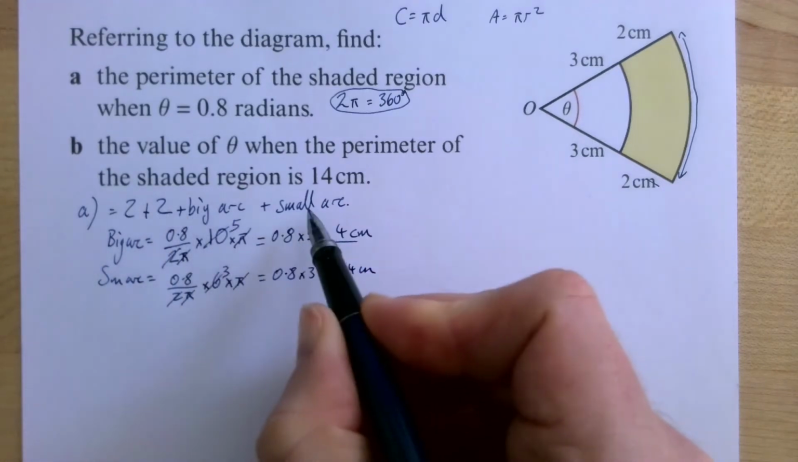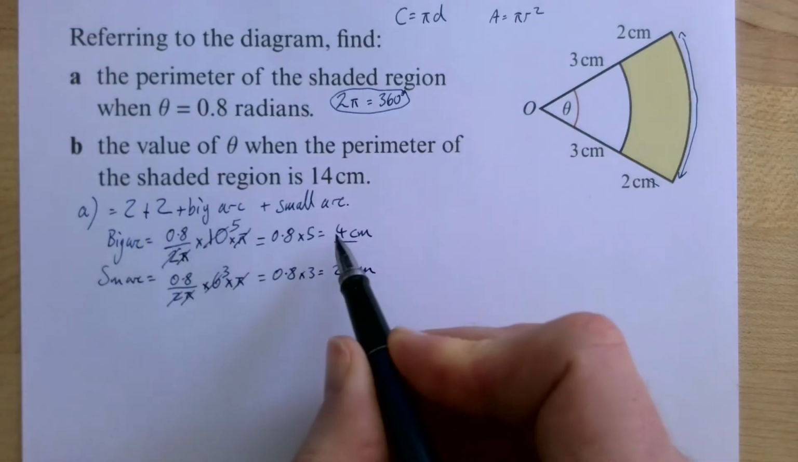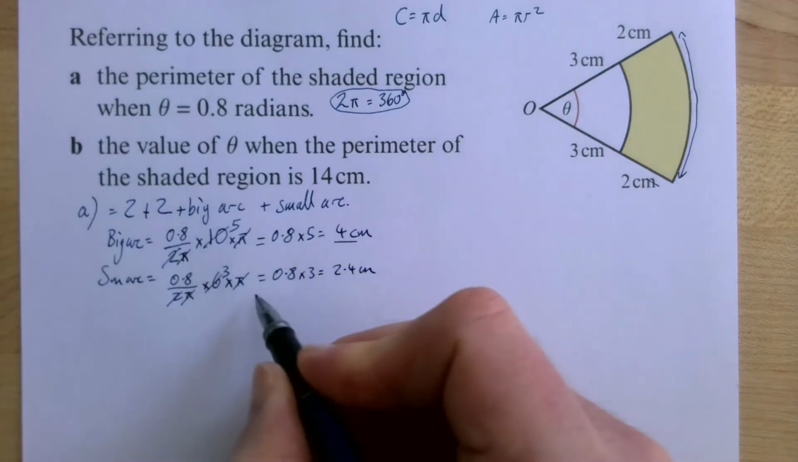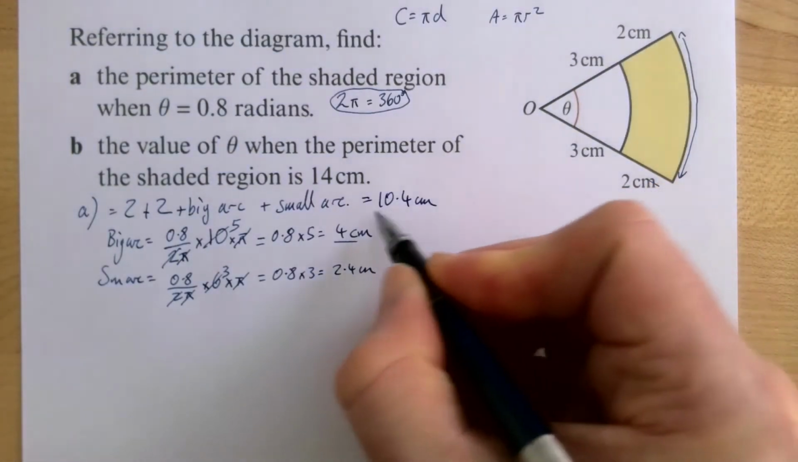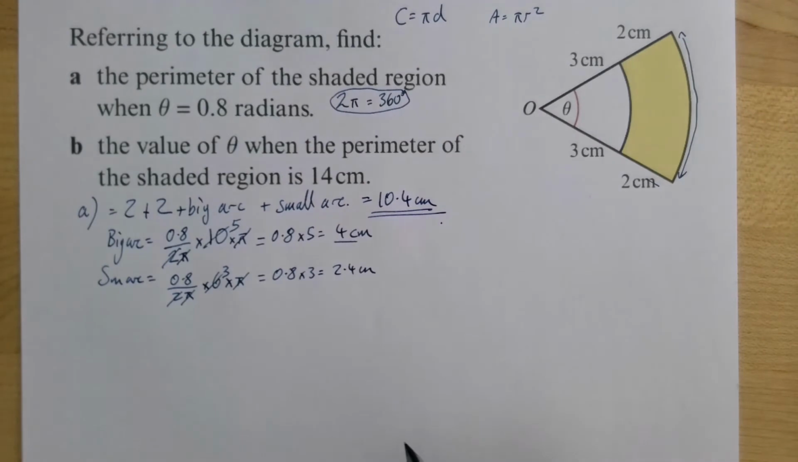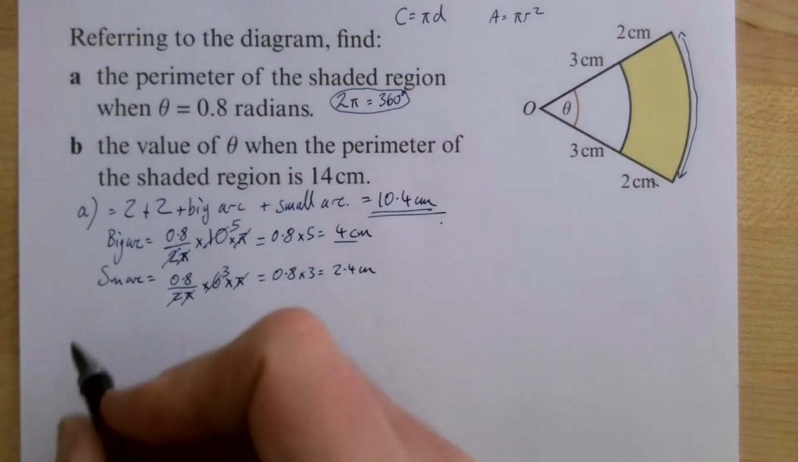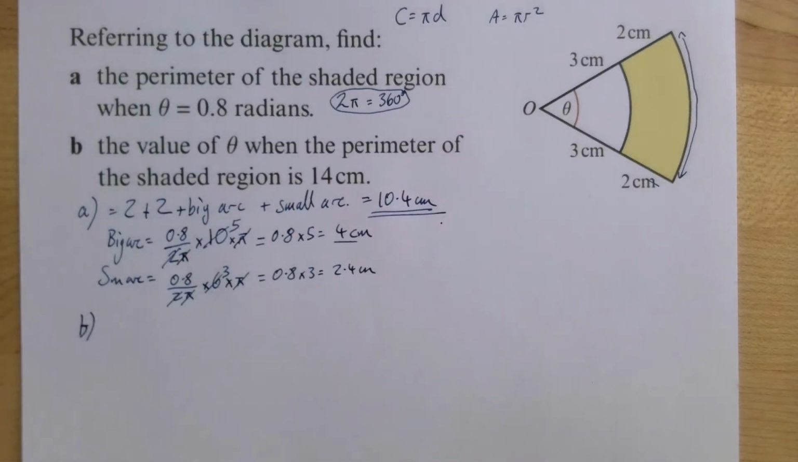So then if we add all of these up, 2 plus 2 plus 4 makes 8, plus 2.4 equals 10.4 centimeters for part A. You may want to pause the video again and have a crack at part B before I talk it through for you.